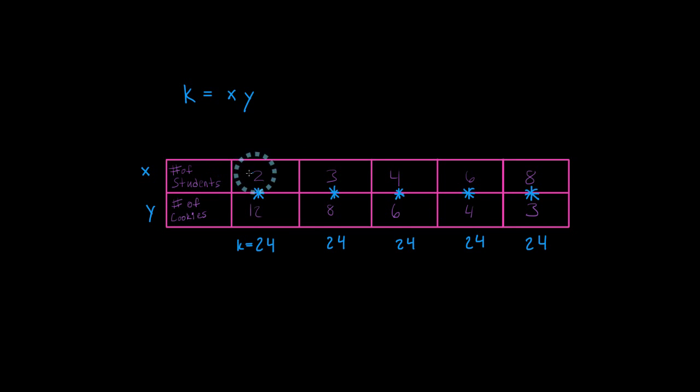Notice here, as the number of students increases, as x increases, the number of cookies that each student gets decreases. So as x increases, y decreases. Let's take a look at another problem.